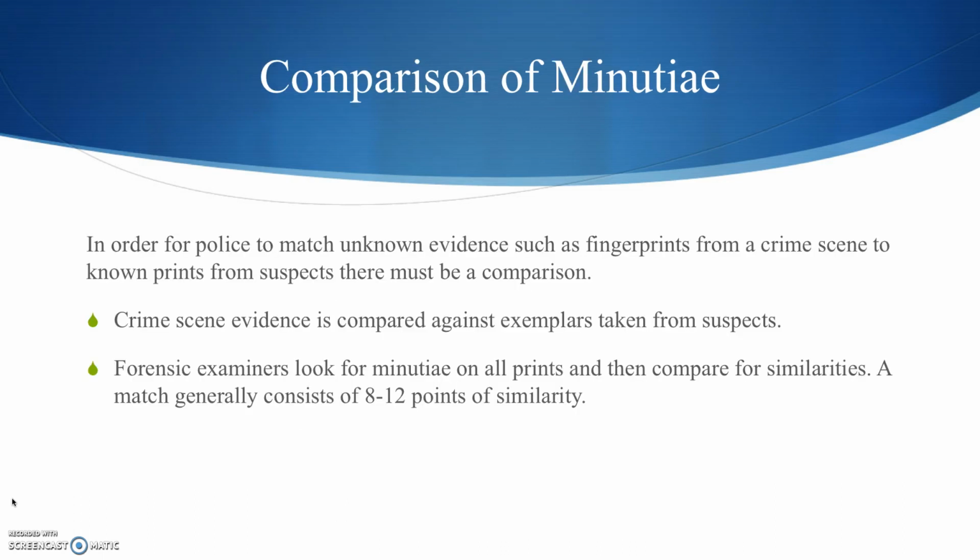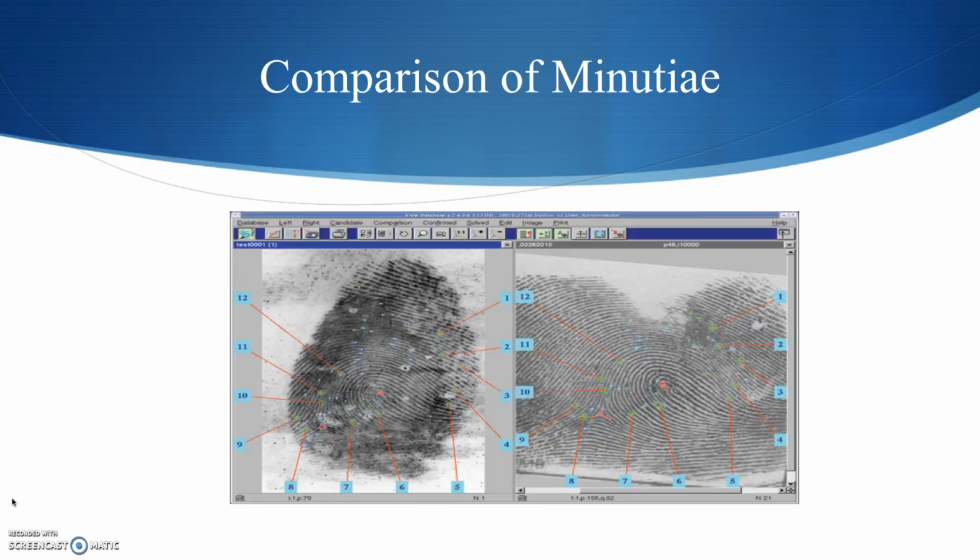In order for police to match unknown evidence such as fingerprints from a crime scene to known prints from suspects, there must be a comparison. Crime scene evidence is compared against exemplars taken from suspects. Forensics examiners look for minutiae on all prints and then compare for similarities. A match generally consists of 8 to 12 points of similarity.